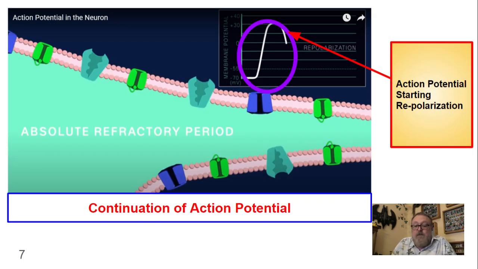Slides 6, 7, 8, and 9. For these 4 slides, look at the purple circle in the graphs in the upper right. This is the graph of the action potential. The x-axis is time in milliseconds and the y-axis is electric potential or voltage in millivolts. Slide 6, the start of an action potential.